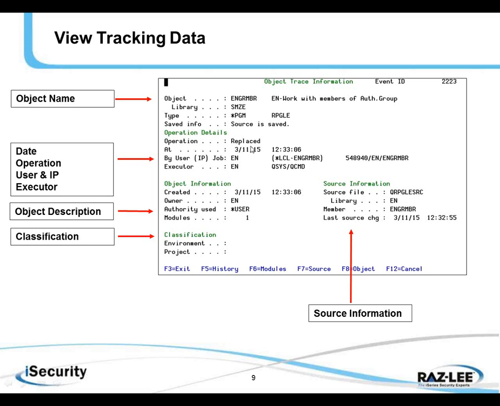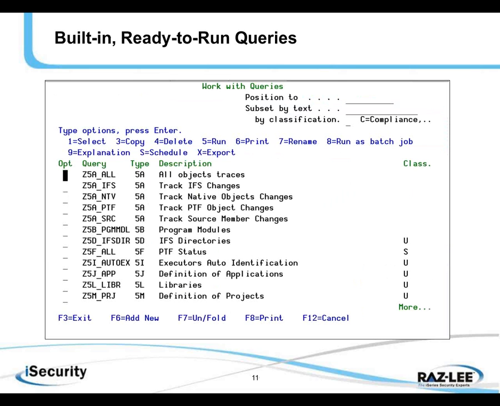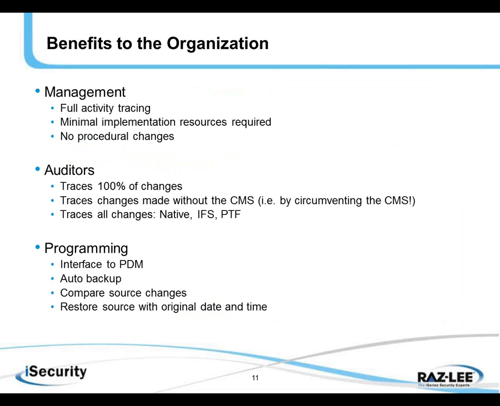In this case, the object was replaced, date and time certainly, by whom, object description, whether there is source information, the classification that we mentioned earlier, etc. All this information is available to anyone who needs it, again, as an HTML file, as I said earlier. And like all iSecurity products, Change Tracker comes with built-in, ready-to-run queries out of the box. Simply select option 5 to run. You can run any of these queries. Certainly you can clone these queries to your own queries as well.